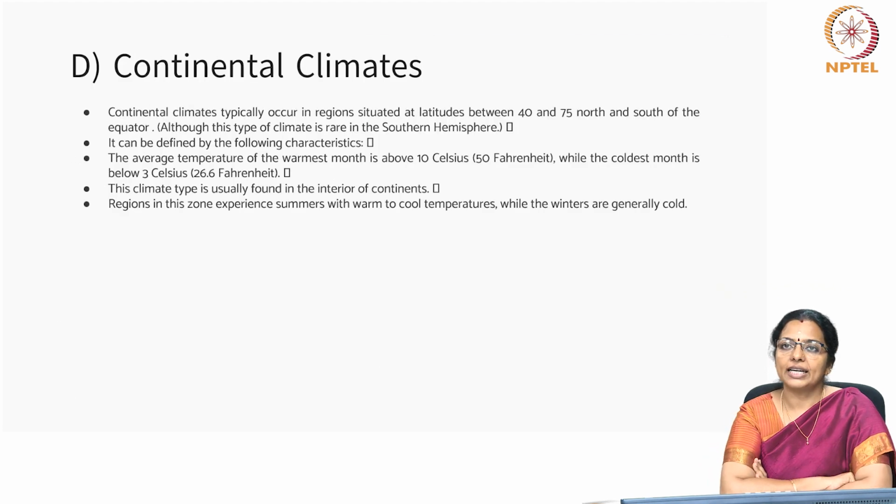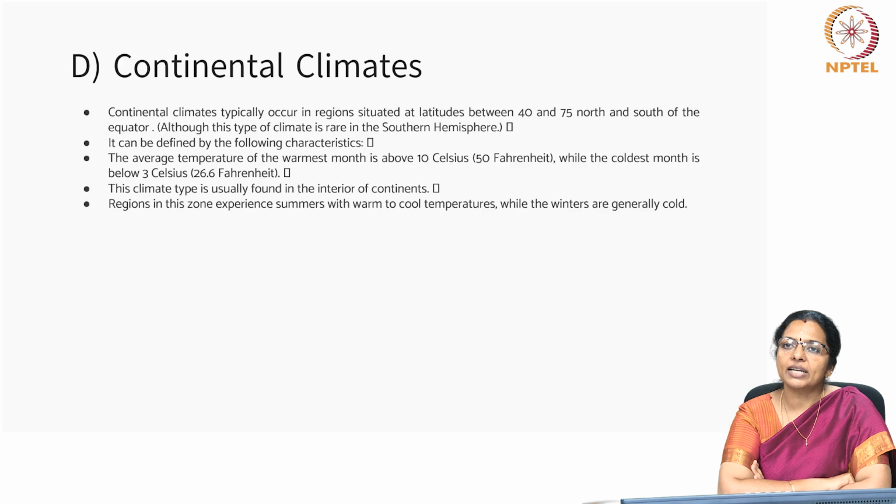Then you have the continental climates. Continental climates are commonly found between latitudes 40 and 75 degrees north and south of the equator. Though they are rare in the southern hemisphere, here's what characterizes them. The warmest month averages about 10 degrees Celsius, while the coldest month falls below 3 degrees Celsius. These climates often occur in the heart of continents. Summers are typically warm to cool, while winters tend to be very cold.